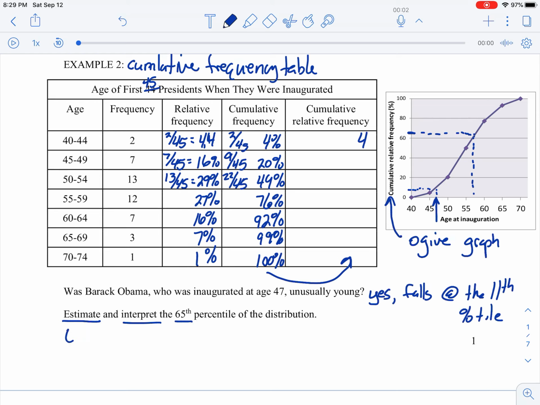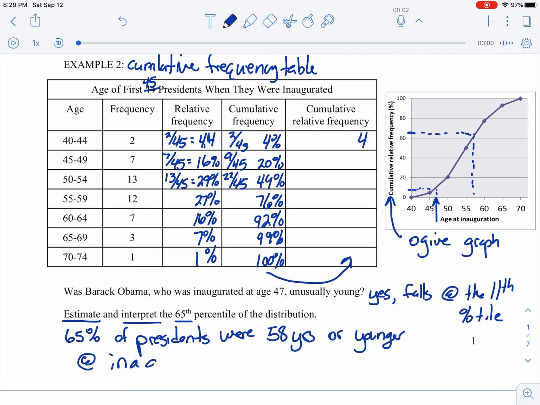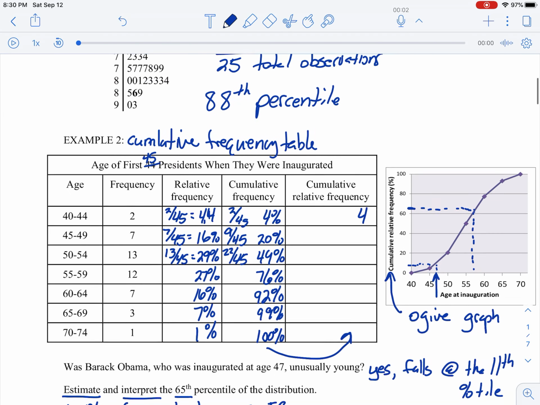If I'm asked to interpret that, I'm going to say that 65% of presidents were 58 years or younger at inauguration. Okay? And that's what we have to be able to do when we see an ogive graph.